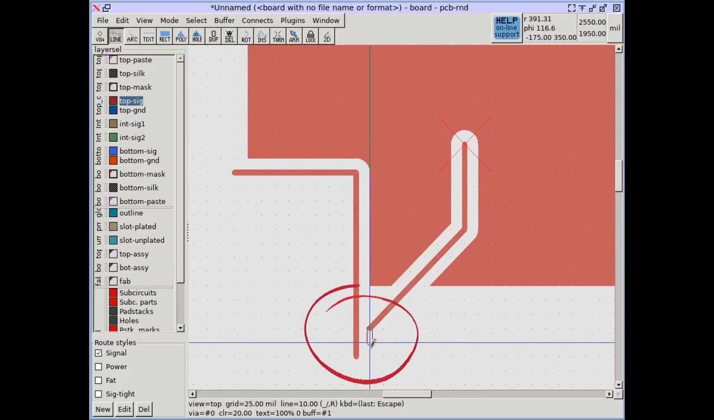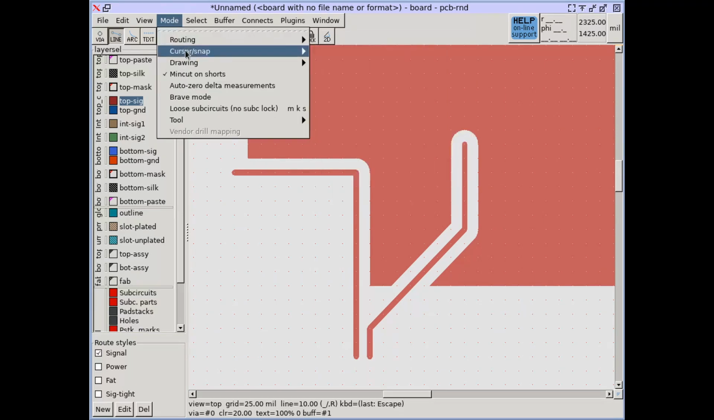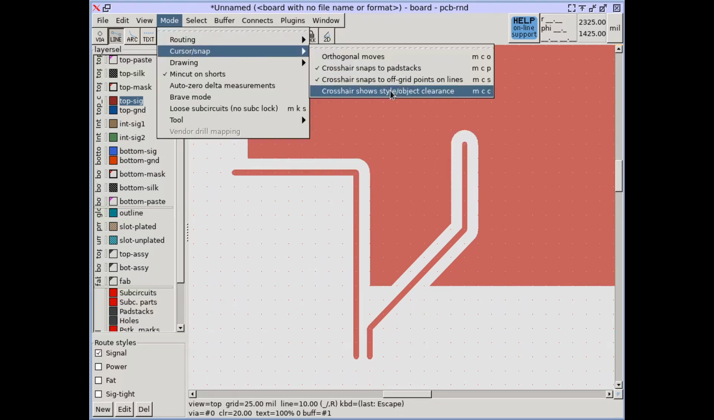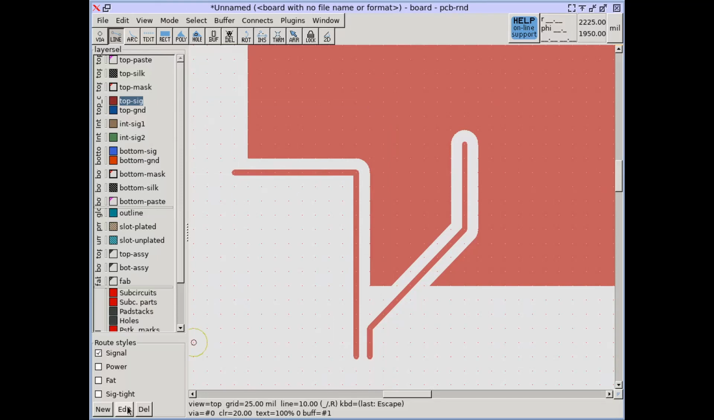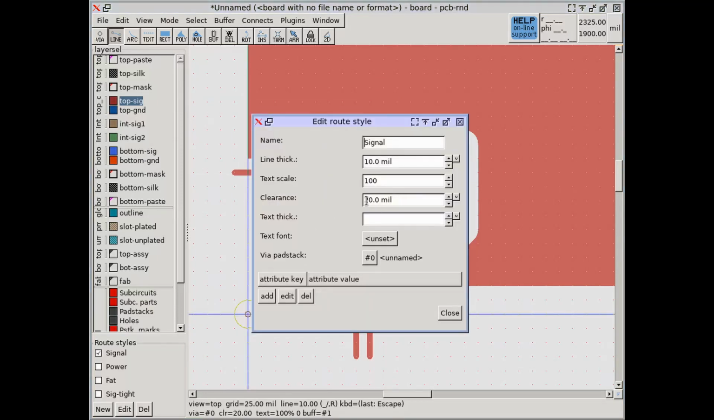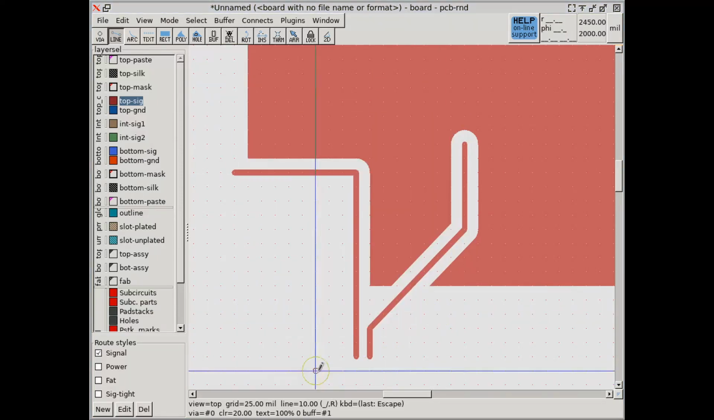Do we have enough clearance between these two vertical line segments? An easy way to figure is to enable visible clearance while routing. This option displays the pen clearance, which is most often coming from the routing style.